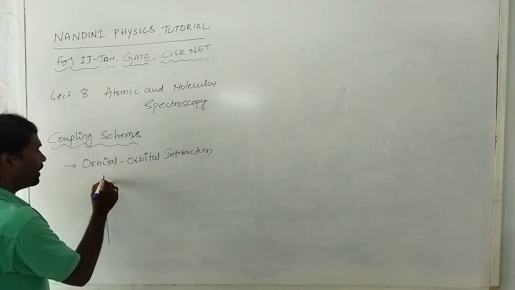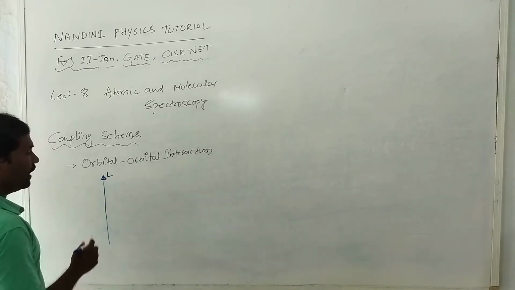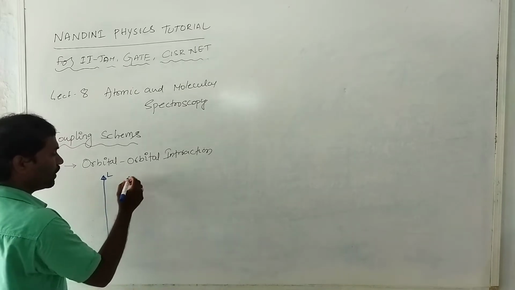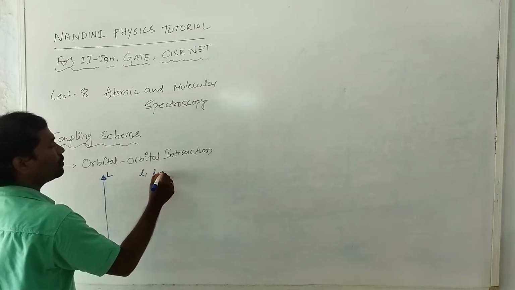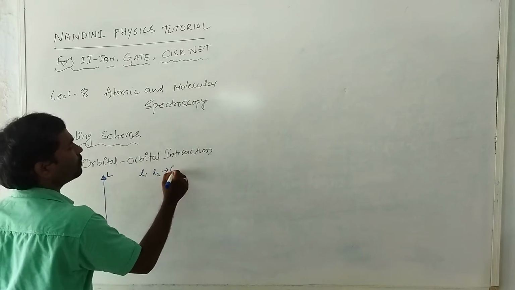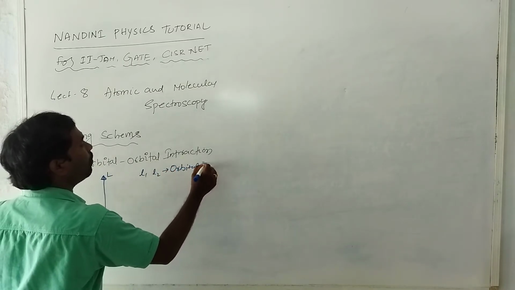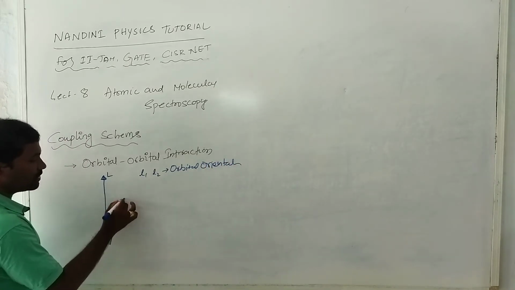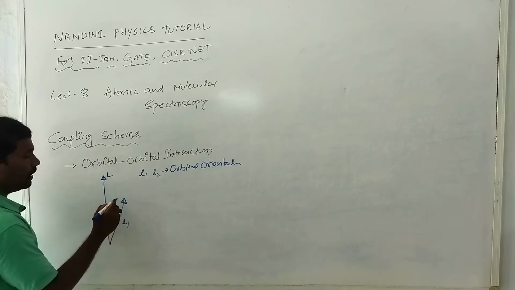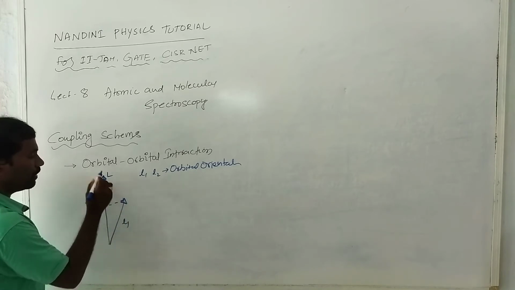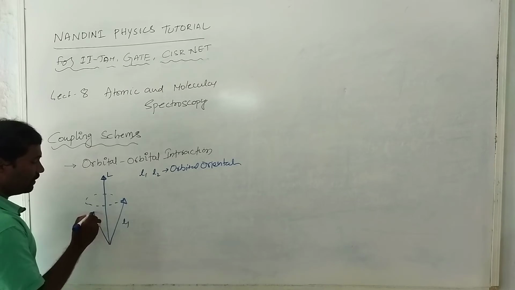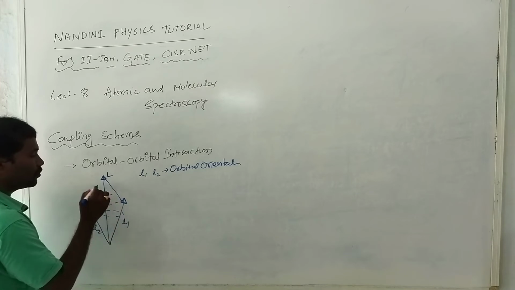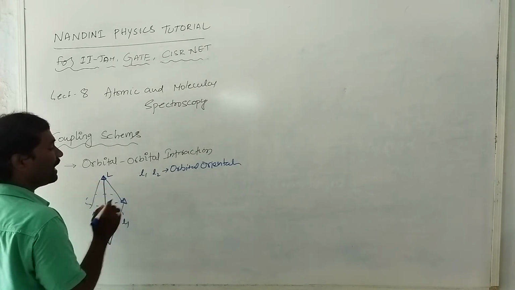this is the total angular momentum, capital L. Now if you consider two orbitals, L1, L2, these are two orbital orientations. Using these two orbital orientations, the first orbital L1 is precessing about this capital L, and the second one, L2, is also precessing about it. So these two are added to form the total angular momentum.